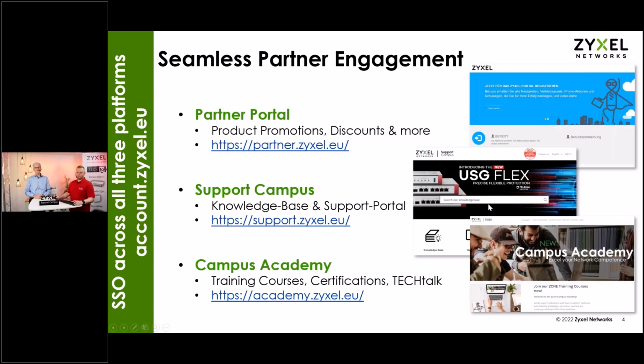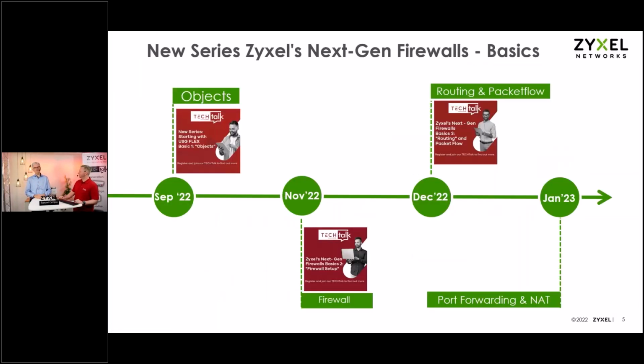Since we talked about the upcoming episodes, just to give you a glance of what's coming. Today, in September, we're talking about objects. Then in November, we talk about the firewall itself, how to do the startup configuration. Then in December, we do routing and packet flow. In January, we don't have the picture yet: port forwarding and NAT rules. We will also focus next year on the security features again, like the UTM services, and go into detail on some things. There are some new things that were integrated into our devices, and the season consists of, I think, 5 to 8 episodes at least.